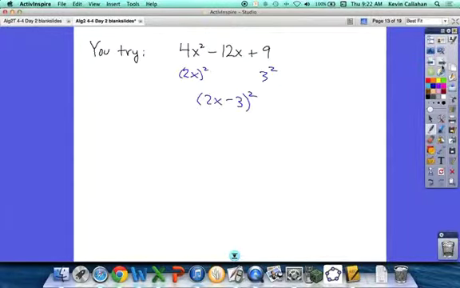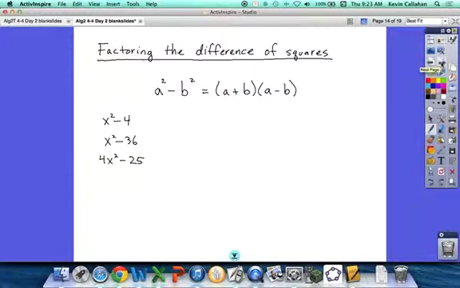The next one is really, really common. It's the last thing. We're almost done. That's called difference of squares. Difference of squares means the subtraction of things that are squared. So the general formula is a squared minus b squared. The a is squared, the b is squared, and there's a subtraction in between. That's the difference of squares.